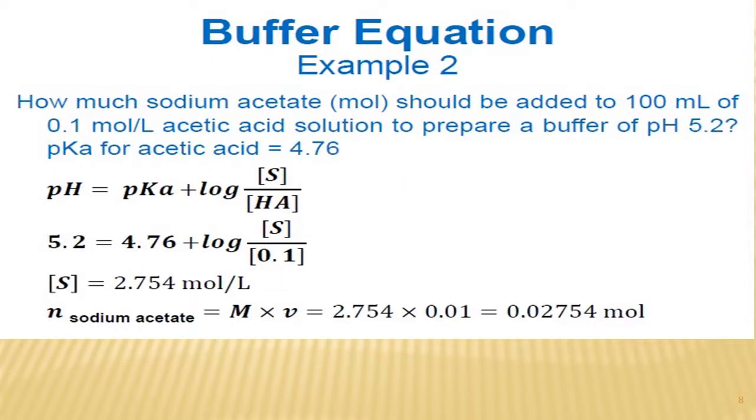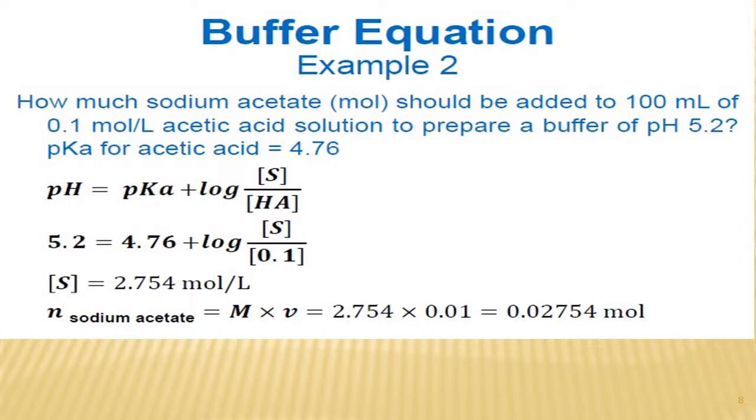Another example, how much sodium acetate in mole should be added to 100 ml of 0.1 mole per liter acetic acid solution to prepare a buffer of pH 5.2, knowing that the pKa for acetic acid is equal to 4.76. So if you take a look at this equation, you have the acetic acid molar concentration, you have the pKa and the pH, and you will get here, after arranging the equation to get the salt concentration, it will be 2.754 mole per liter.